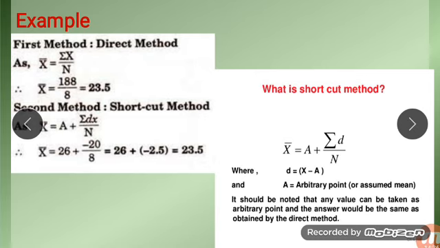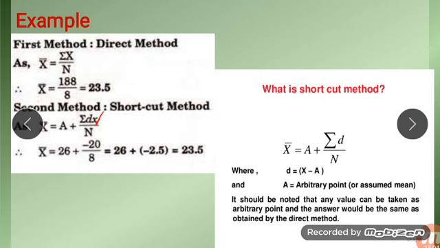Whereas the second method is the shortcut method, and here, let me rectify it, there is no x. Here we have the formula x bar equals a plus summation d divided by n. Here we can use capital D for deviation. This calculation is given directly here, and we will be discussing it ahead. You can see that either you use the direct method or the shortcut method, which is known as the indirect method, you will get the same answer.